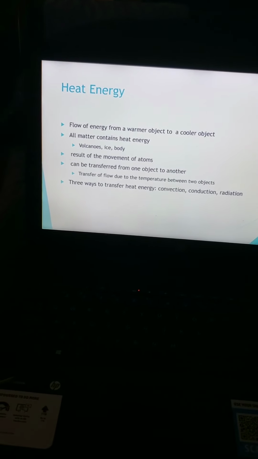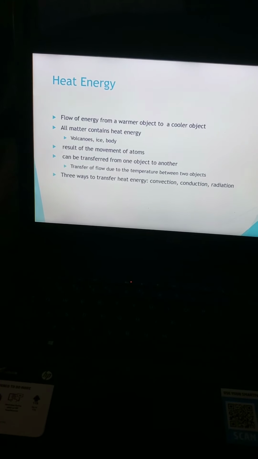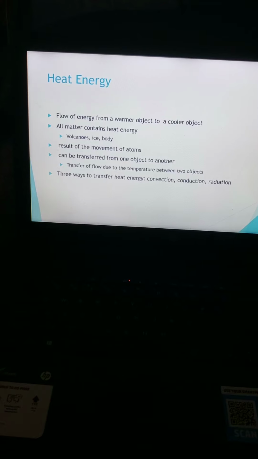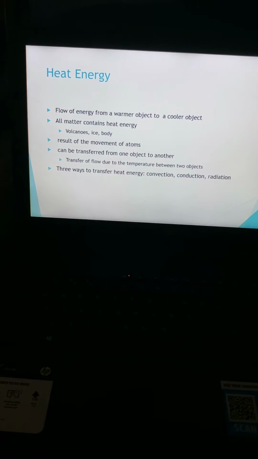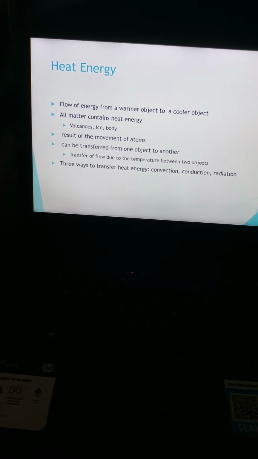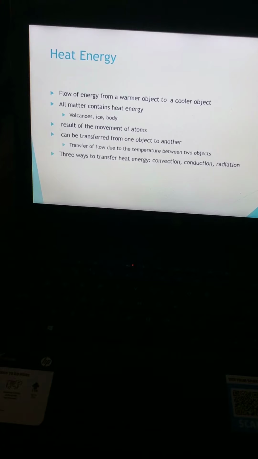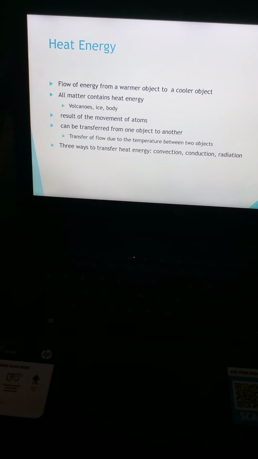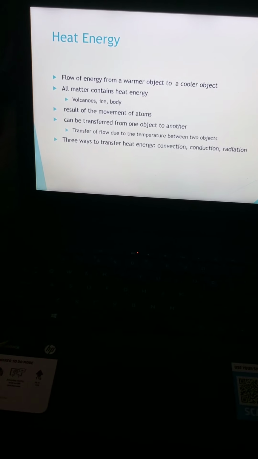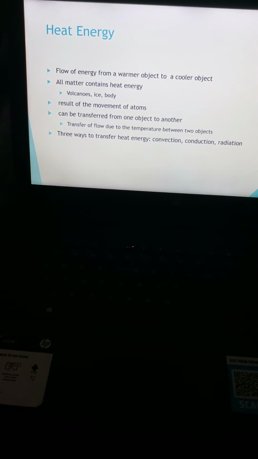Convection is the transfer of heat energy through gases and liquids. An example of this transfer would be, as air heats up, it rises. Cooler air will move in below the warmer air, and it will heat up and rise as well. As the air cools, it becomes denser and it falls. This heat energy flow creates a convection current.